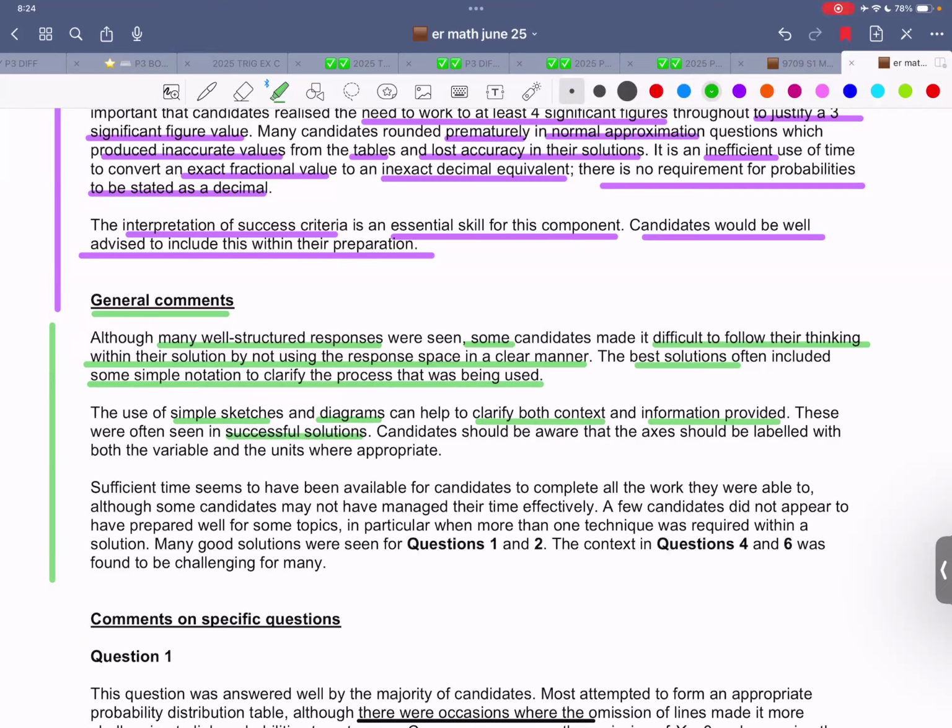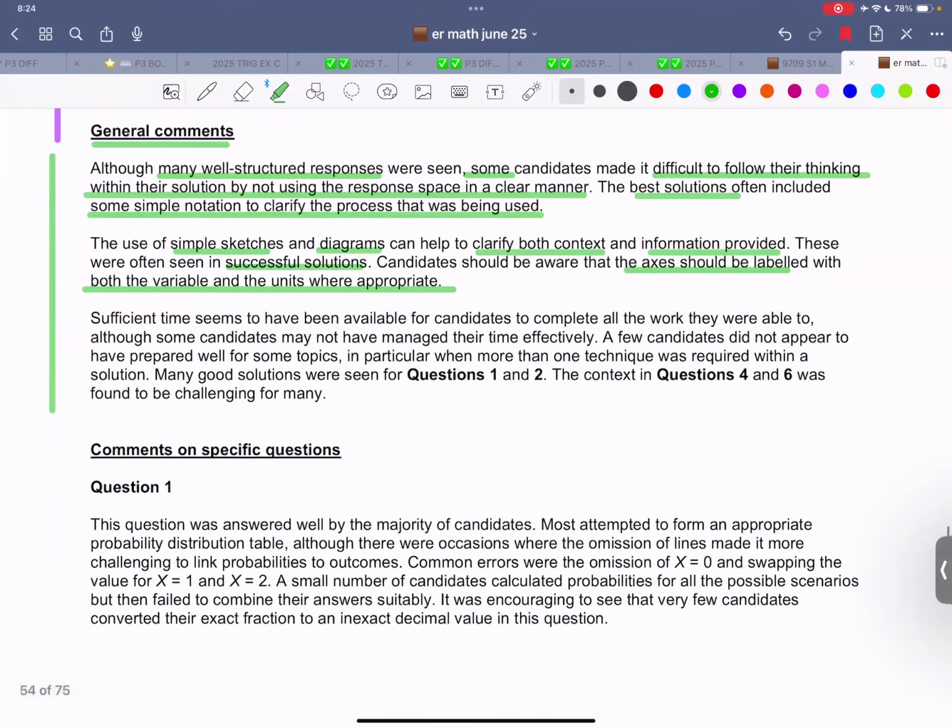Candidates should be aware that the axes should be labeled with both the variable and the units. Yes, when we talk about a graph, what are we talking about? Are we talking about frequency density, cumulative frequency? What are the units that we are using? Sufficient time seems to have been available for candidates to complete all the work they were able to, although some candidates may not have managed their time effectively. A few candidates did not appear well prepared for some topics, and now these are particular things.